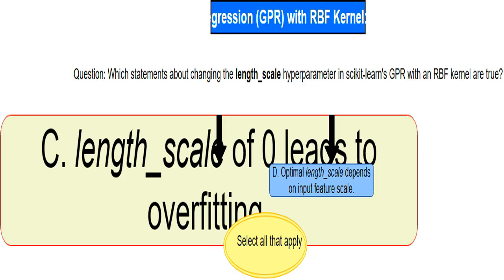A length_scale of 0 implies the model only considers identical data points. This forces the model to perfectly fit the training data, but that would mean it likely won't generalize well to new data. This is precisely what overfitting is. It's like memorizing the answers to a test instead of actually understanding the concepts.